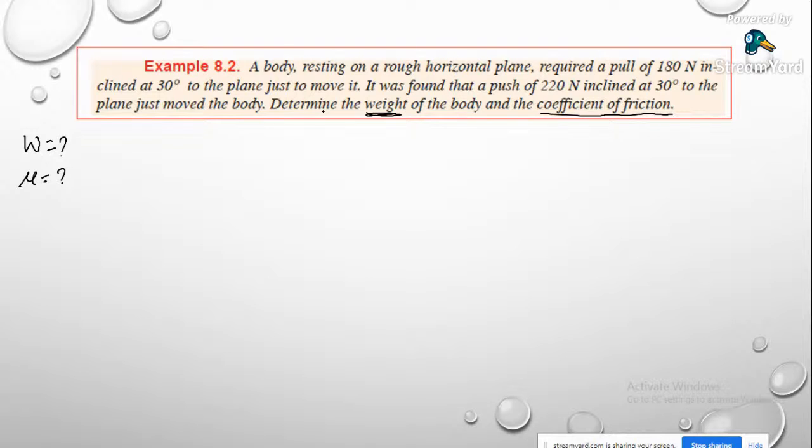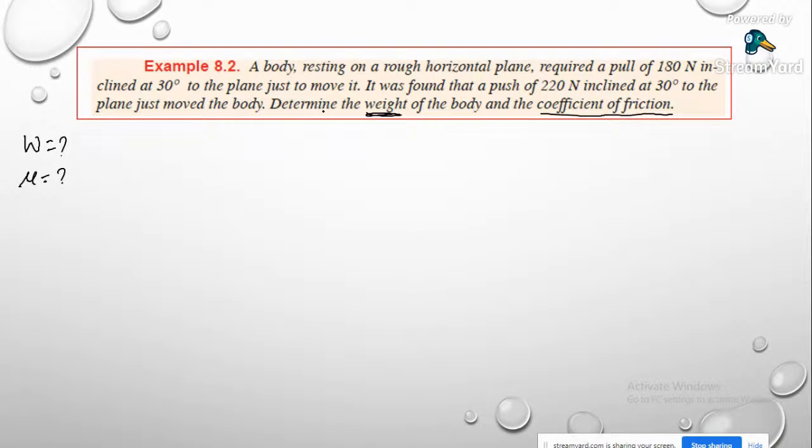So here you need to draw the free body diagram of the body. Until and unless you draw the free body diagram, it will be very difficult for you to analyze and solve the problem. So first of all, understand the problem clearly, then try to solve it. First read the problem carefully, then solve it.